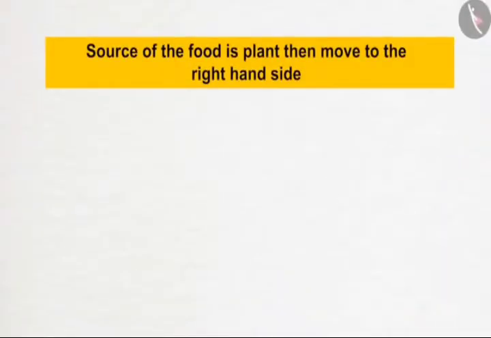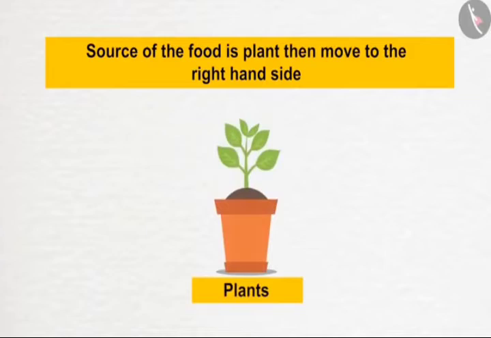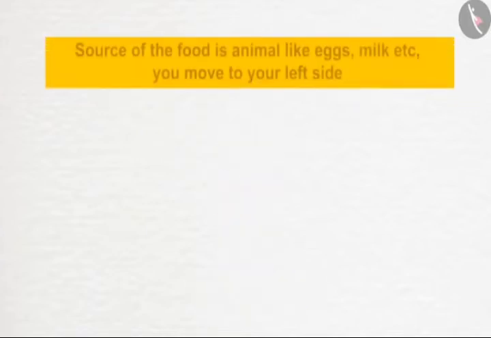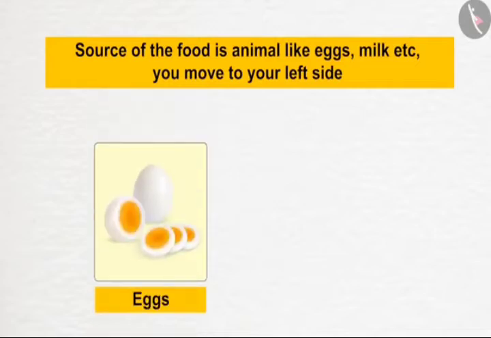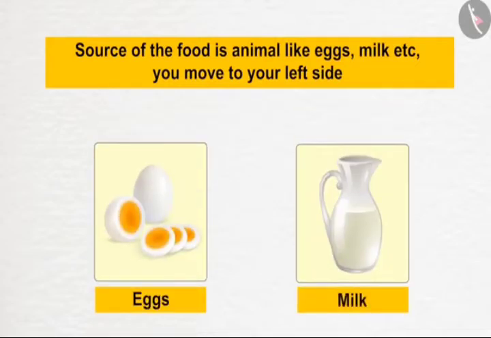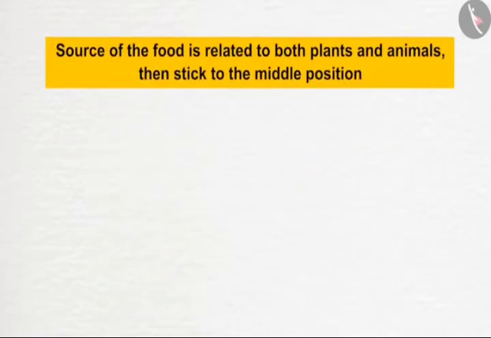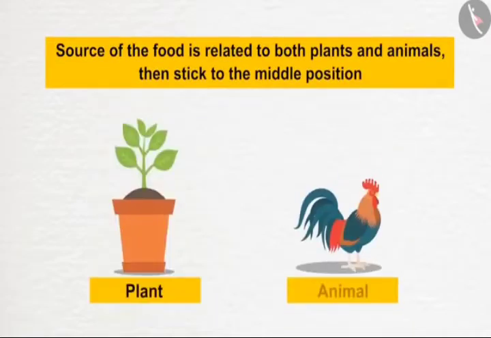If the source of that food is a plant, then move to the right-hand side. And if the source is an animal, like eggs, milk, etc., move to your left side. And if the source is related to both plants and animals, then stick to the middle position.